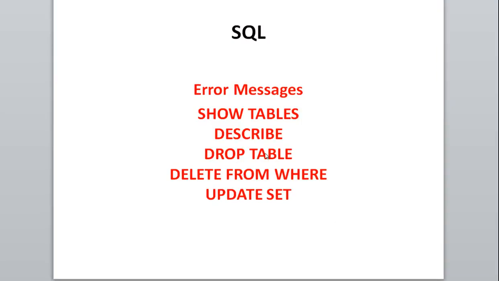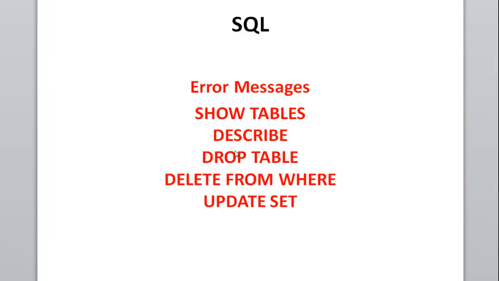Drop table deletes a whole table from the database, so you can't get it back again, it's gone. Delete from allows you to delete rows from a table, but unless you use a where clause, you'll be deleting all the rows. So where specifies which rows get deleted, and that's really important.